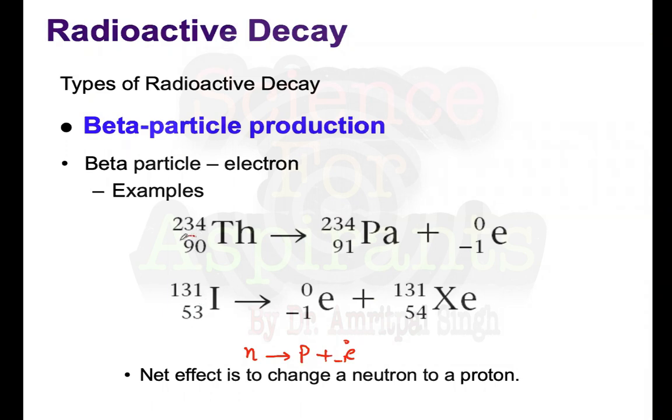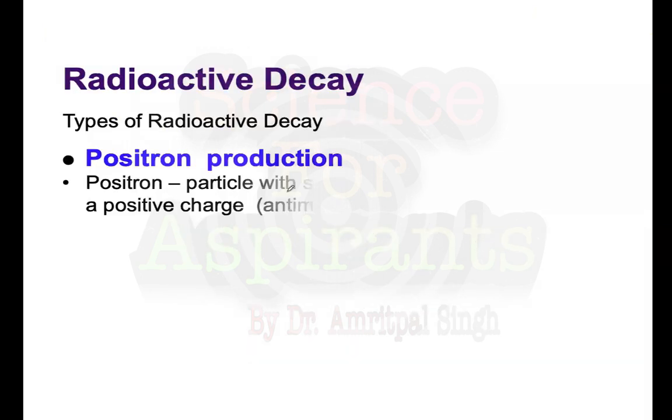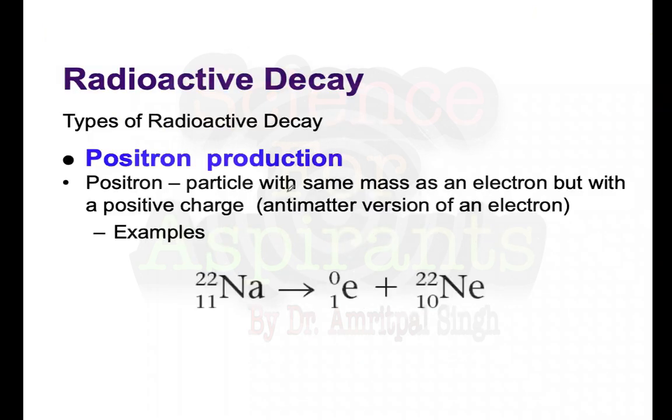For example, here thorium has an atomic number of 90, and with the emission of this beta minus decay, its atomic number increased by 1 while the mass number remains the same. So these are some examples of beta minus decay. And these are some examples of beta plus decay. In beta plus, it is opposite to beta minus decay.